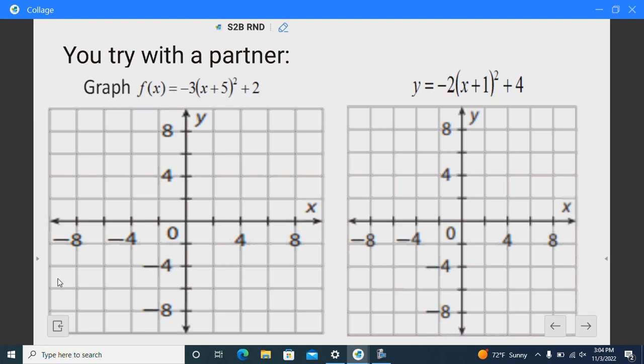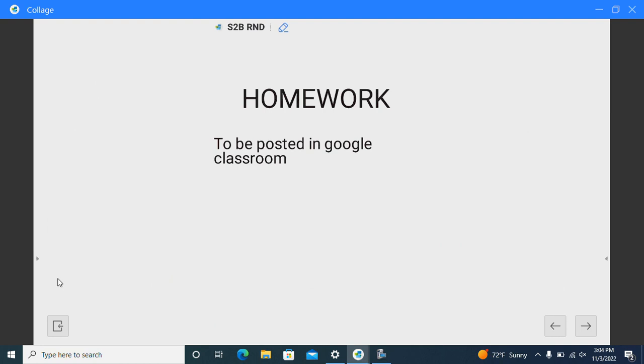So I hope you get how to graph a quadratic equation in vertex form.